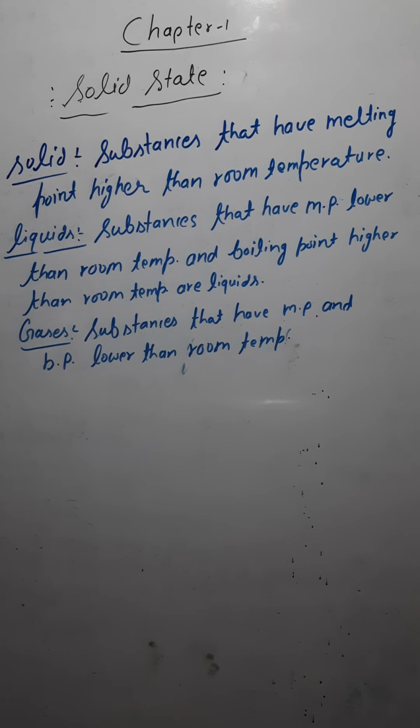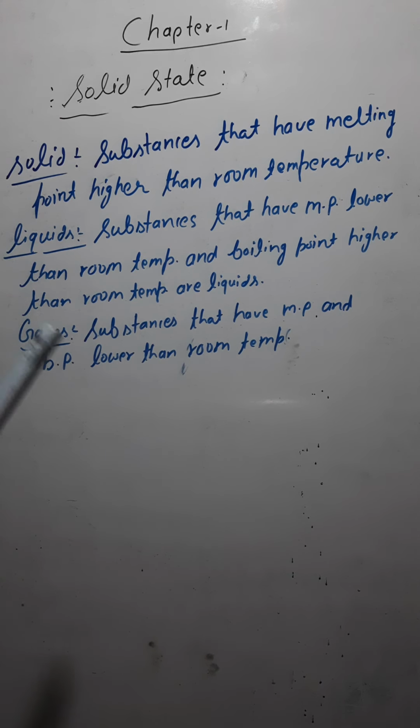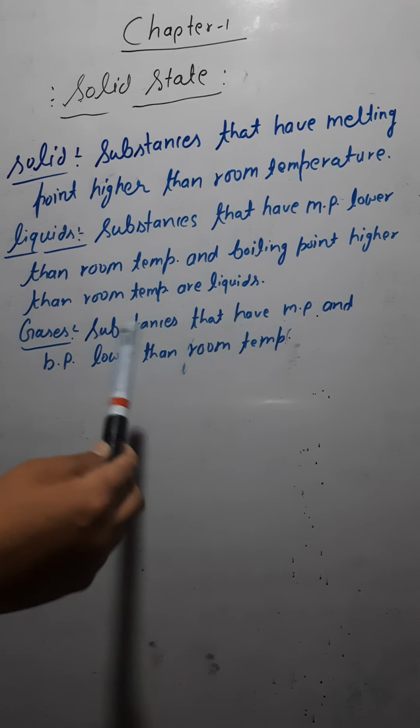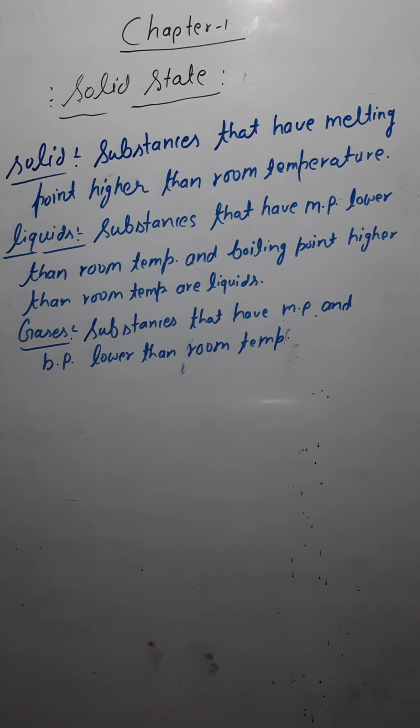Hello dear students, from today we are going to start the first chapter of class 12th chemistry, that is Solid State. Here we will first define solids, liquids and gases. Till now we know the definition of a solid as anything that has a definite shape and volume. But now we will learn some new definitions related to solid, liquid and gas.